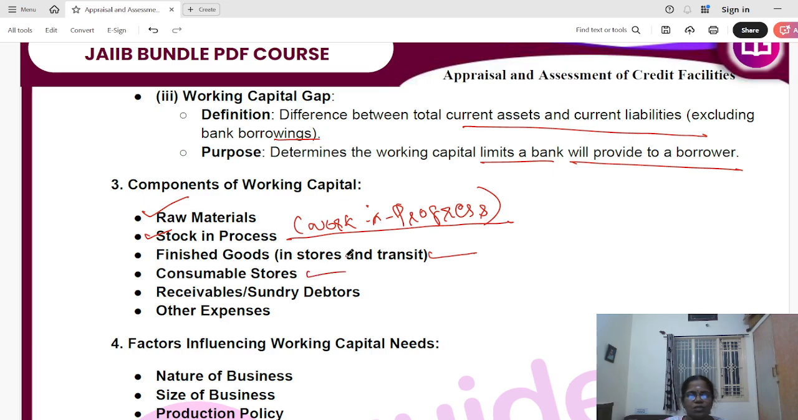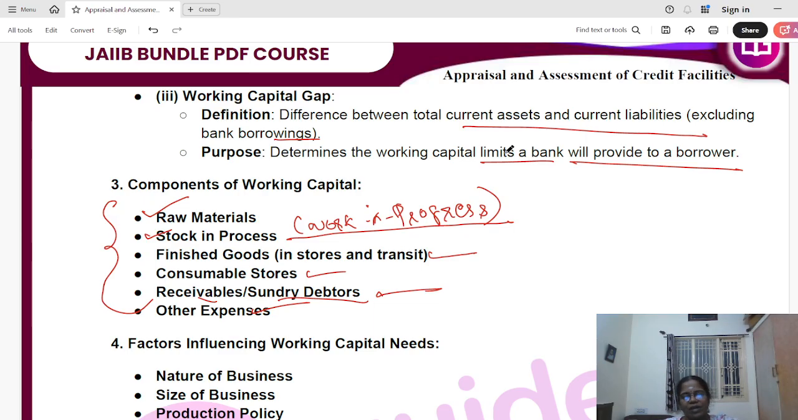Then consumer stores, whether it reaches the consumer stores, what are the receivables, how many sundry debtors are there, and other expenses. So these are all the various components of the working capital. How much raw material is procured, and based on that raw material, how much work in progress is going on. Based on that work in progress, how much finished goods will be there, whether such finished goods properly went to the godown, that is the supply chain. So from the supply chain, whether it reaches the wholesaler, retailer and the final consumer.